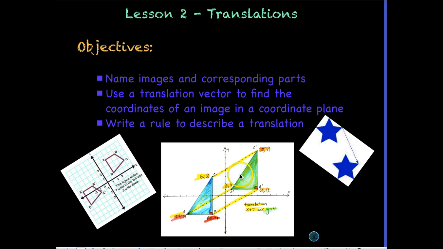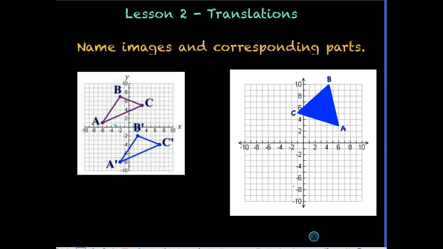That new shape is called an image. It's an image of our original shape. Over here, the translation has been described as this figure slides 7 units to the left and 3 units down. Here is our original shape, and we slid 7 to the left and then 3 down to get our image of our original shape. Let's look at how we can name images and corresponding parts.